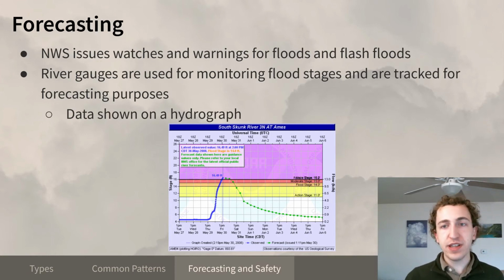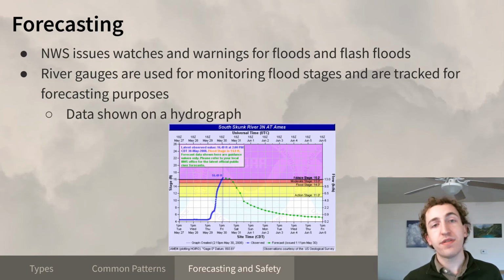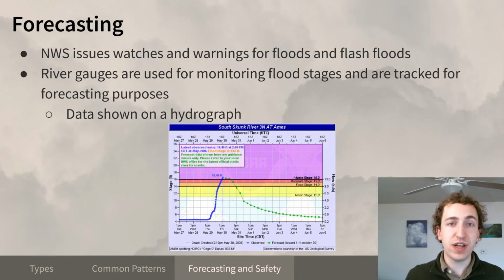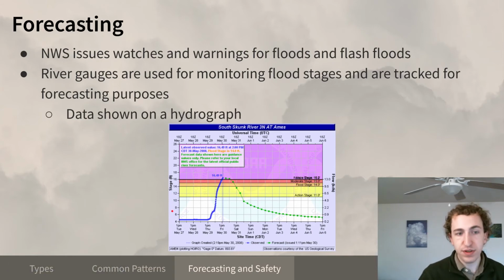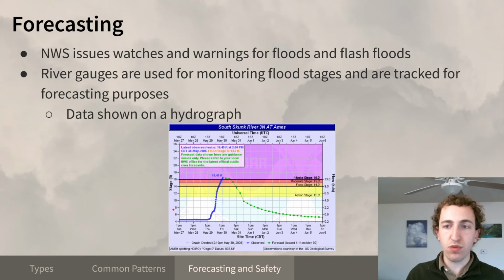Another thing worth mentioning here is that river gauges are a really important tool for monitoring flood stages, and they're also used for validation when we talk about forecasting for floods. The data is shown on a plot like this as a hydrograph. If you live near a river or somewhere that's particularly of concern for flooding, this might be a good figure to know how to read and interpret. You have time along the x-axis, you have the stage, or the depth relative to some reference level for your particular river or stream, and you can track over time where it was measured in reference to where flooding would be.